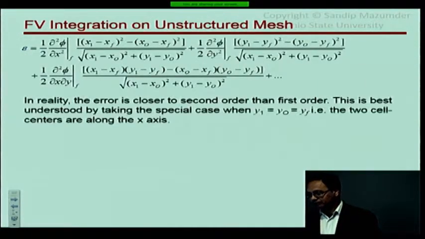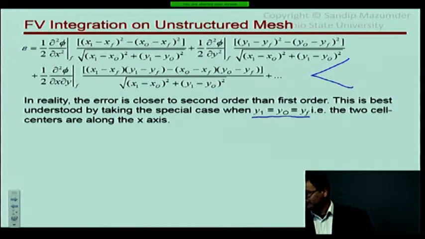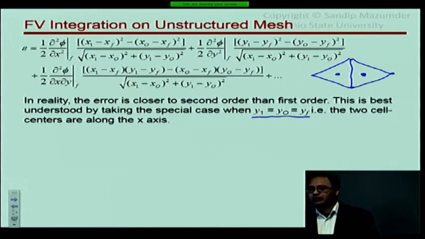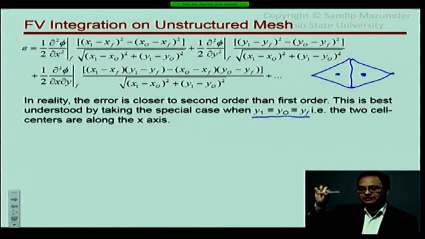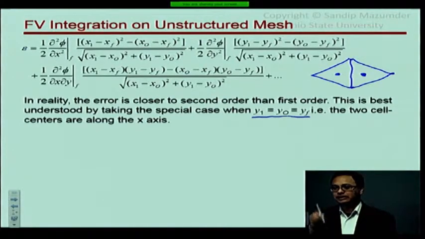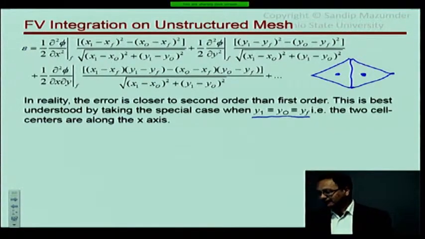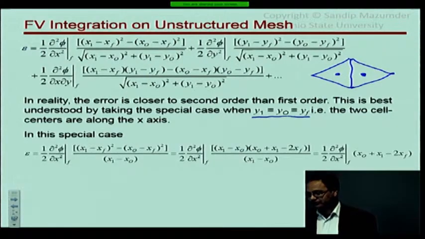If we make the approximation that y1 is equal to y0 is equal to yf, in other words, I have a mesh which looks like this. It would still be unstructured, but two control volumes which look like that. So the y coordinates of the two cell centers are the same. Only the x coordinates are different. If I take that limiting case, then my error reduces to that. All the terms go away. I'm just left with that term.